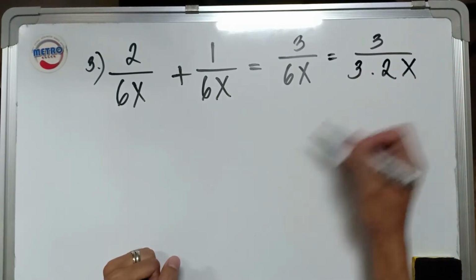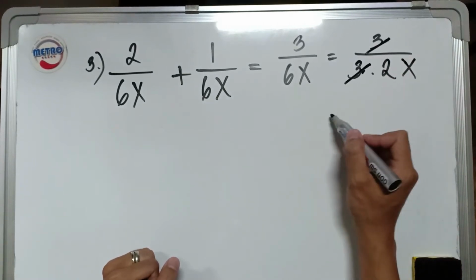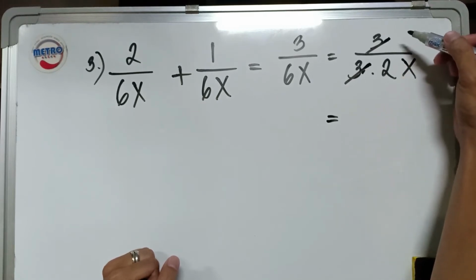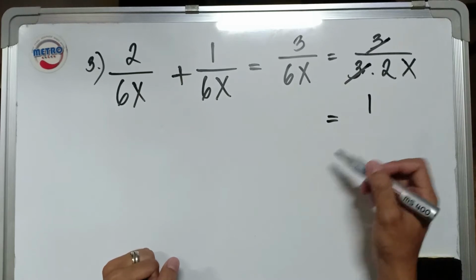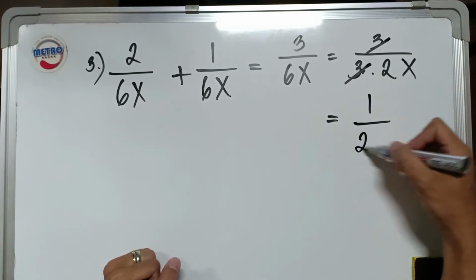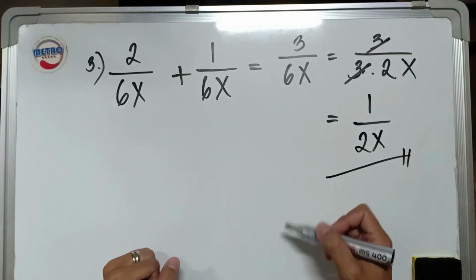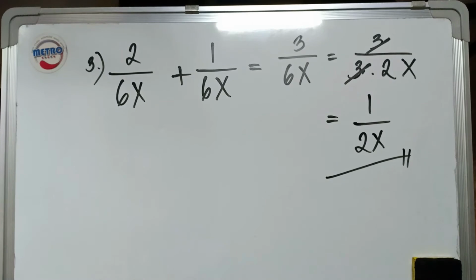You have a common number on the top and bottom. So you're going to cancel this number. Now, if all numbers are cancelled, or if there are variables that are being cancelled, then there will be 1 as your constant. Then copy 2x. So 1 over 2x will be the answer for 2 over 6x plus 1 over 6x.